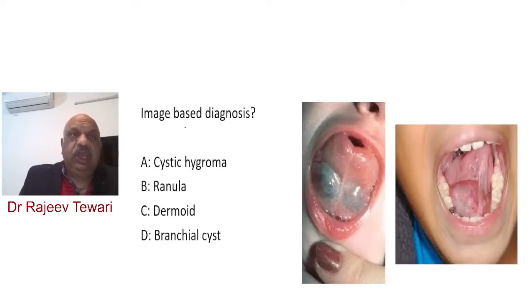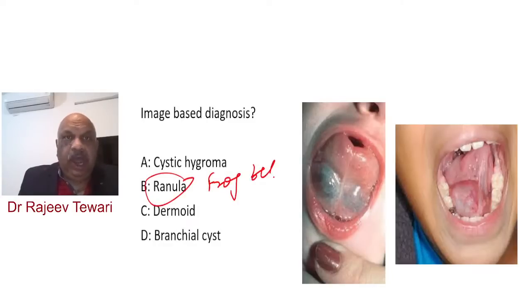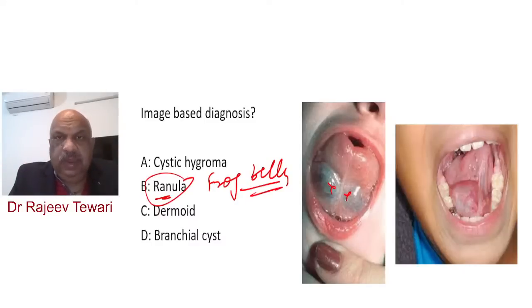Now, cystic, Ranula means frog belly. Rana tigrina, Rana word, frog belly. So this is Ranula, which is a retention cyst of the submandibular gland more often, sometimes the sublingual gland. Both can form this. Cystic hygroma can be big enough to cause a swelling at the floor of the mouth.